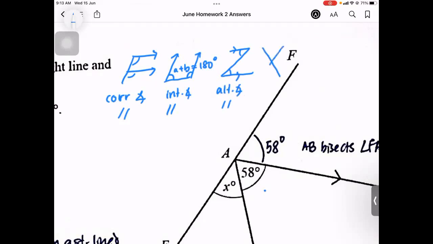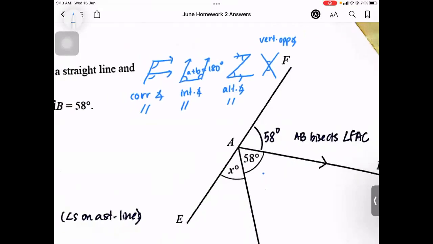Then the last one, vertically opposite angles. All right, so you notice every time I do anything that's related to the properties, I try to list down the properties, right? So that it helps me to reinforce my memory.